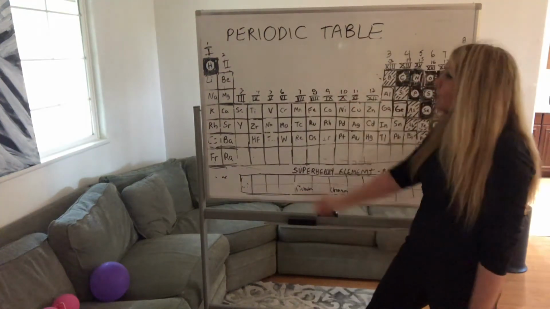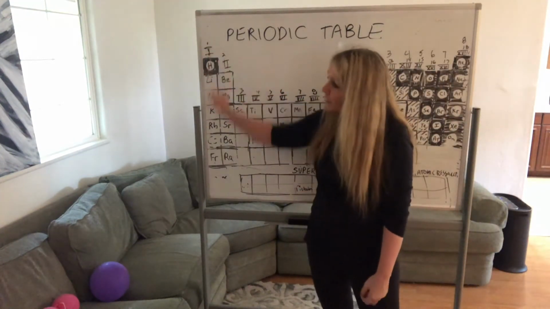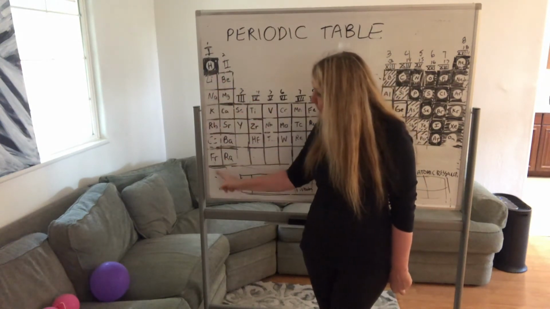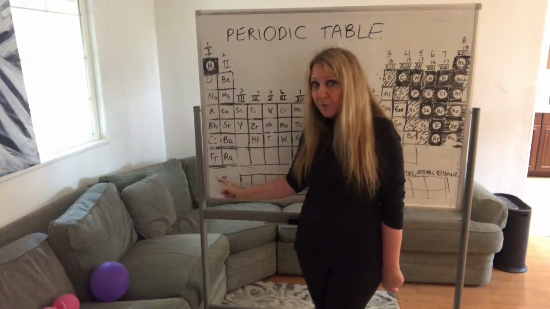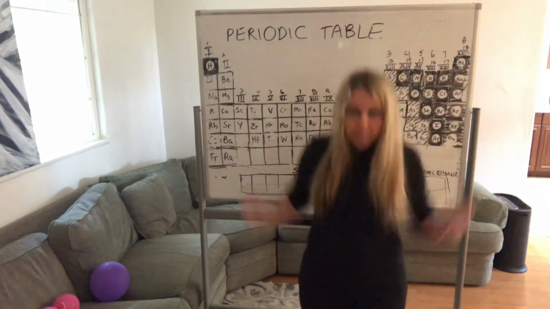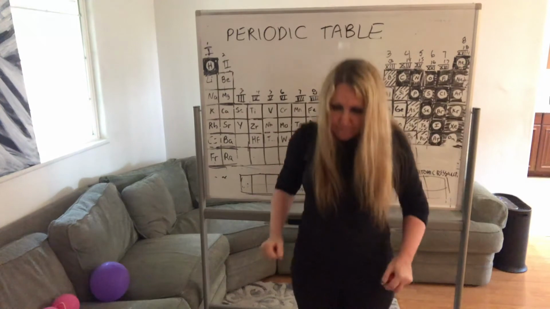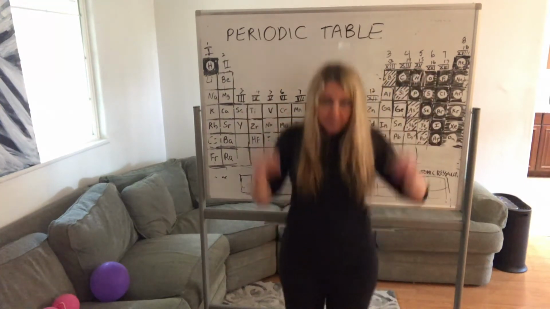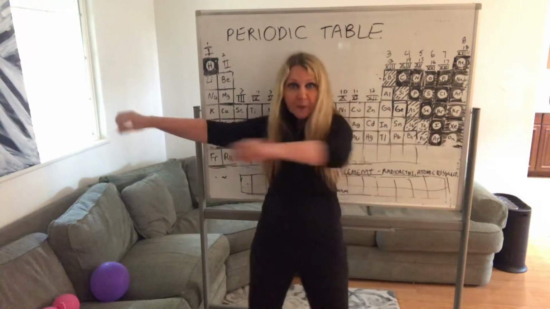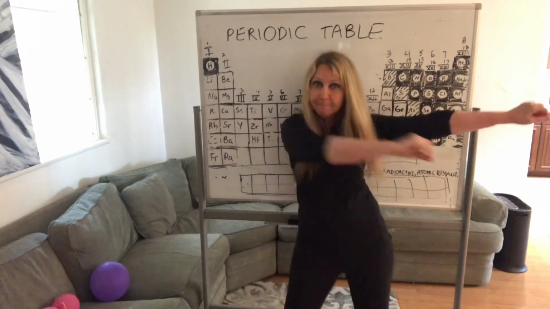Okay, so if we look at group 1, which includes hydrogen, lithium, this column, this is a group. Remember, groups are up and down. Group, group, group, group. Got a group dance, and a period dance. Periods, this is periods. Groups.